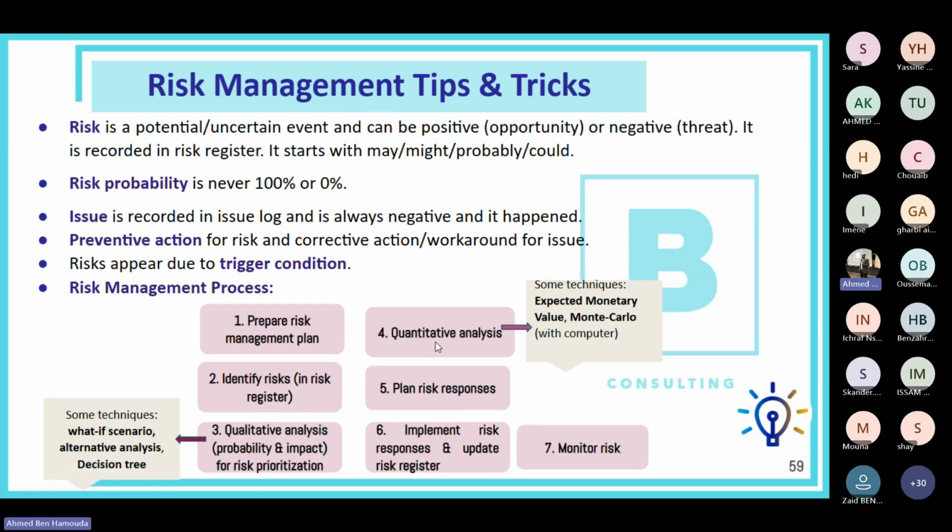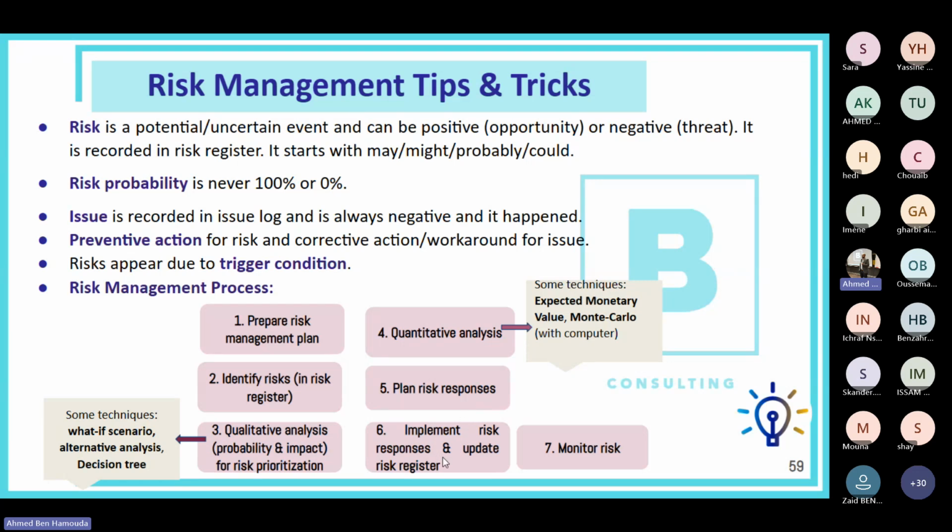Step four is to perform quantitative analysis, but only on those prioritized risks. We do not perform quantitative analysis on all the risks, only on the risks that have been prioritized. Some techniques for quantitative analysis include the expected monetary value and the Monte Carlo analysis, which is a computer-based or software-based technique. Then once you're done with these analyses, you plan the risk responses. Again, we plan the risk responses only for those prioritized risks.